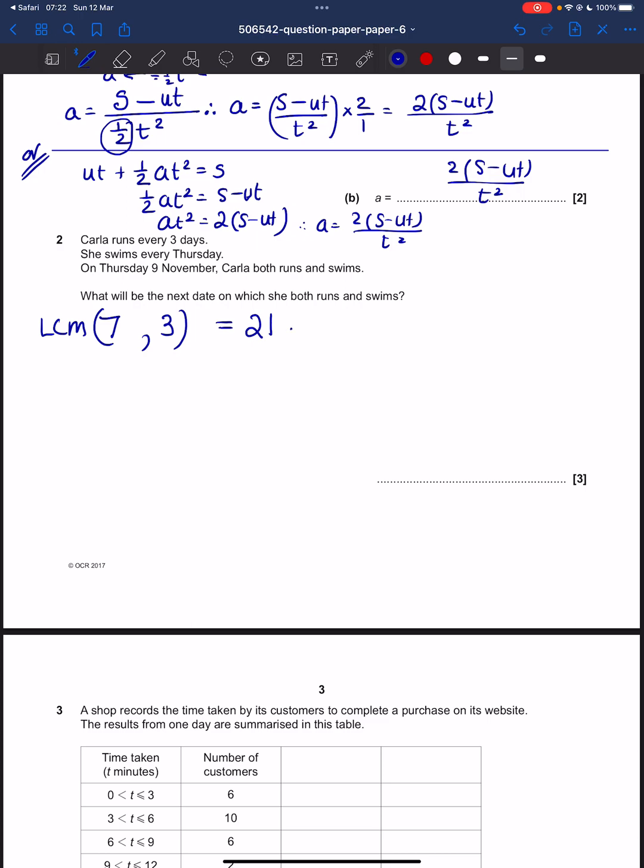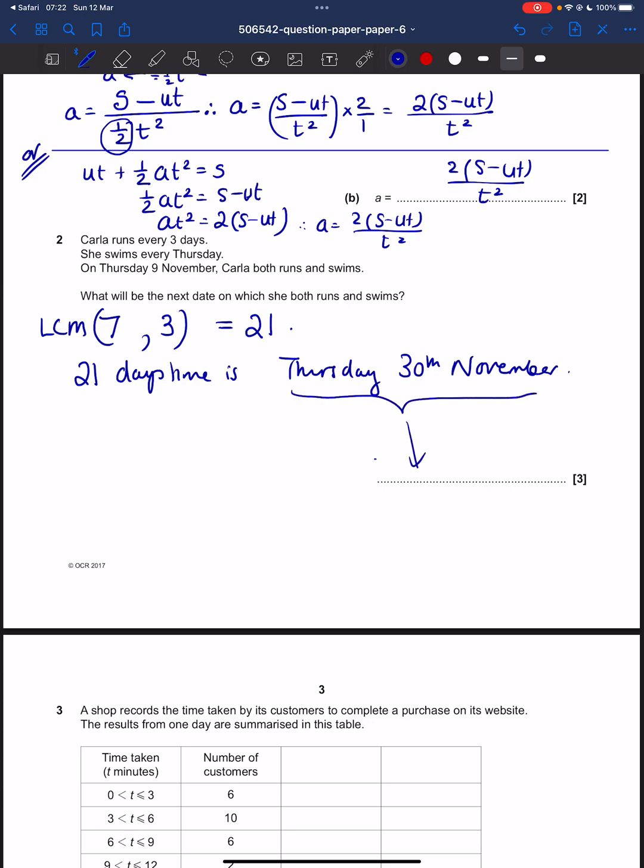So she's going to next run and swim together in 21 days. 21 days time is going to be Thursday the 30th of November. Okay, and that would be your answer. That's the answer in there. I'm not going to rewrite it to save time. 21 days time, because it's 9 November plus 21 days. And it's going to be a Thursday because it's got to be a swimming day.